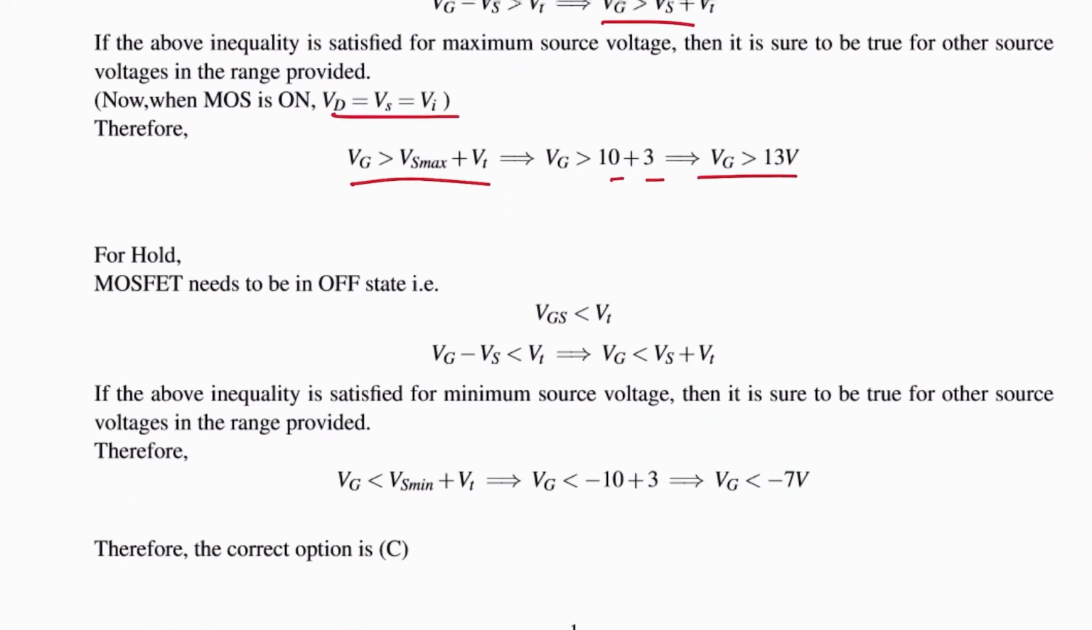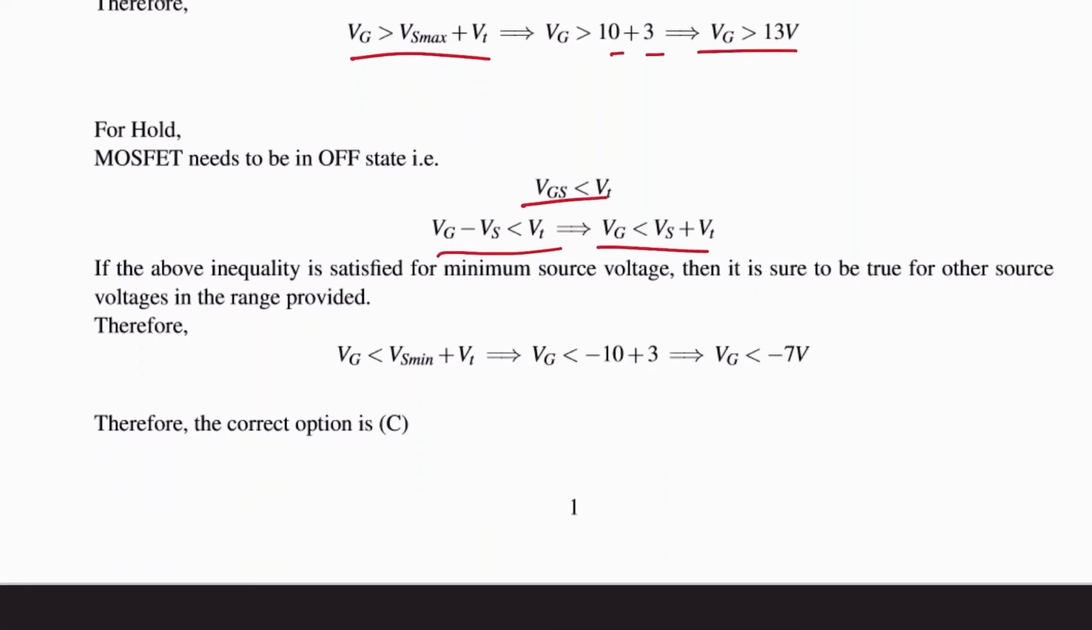For hold state, the MOSFET needs to be in off. So now we get that VGS has to be less than VT. So VG minus VS less than VT. So VG is less than VS plus VT. Now of course, if the above inequality is satisfied for the minimum source voltage, then it is sure to be true for other voltages in the range provided.